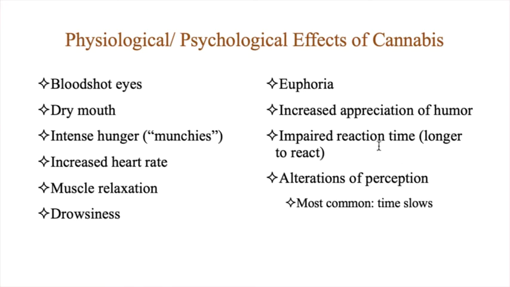The impaired reaction time, again, is going to be the basal ganglia and the cerebellum, and then alterations of perception. So one of the ones is that time slows. You'll be sitting around for 15 minutes and it'll feel like 2 hours have gone by. That is mostly going to have to do with your perception of time, which is represented in multiple regions of the cortex. So that's some of the system level functions and behavioral effects of cannabis.